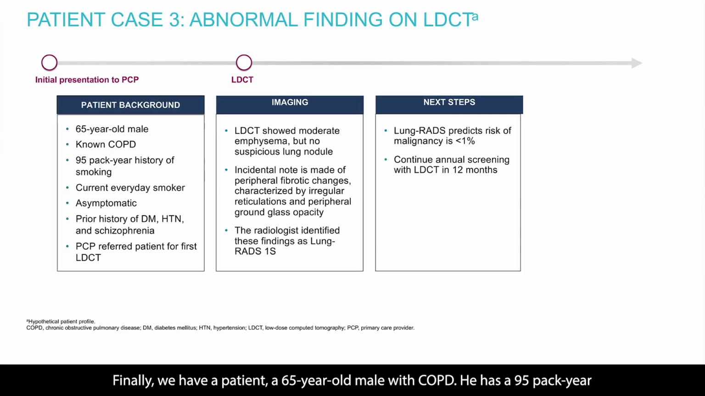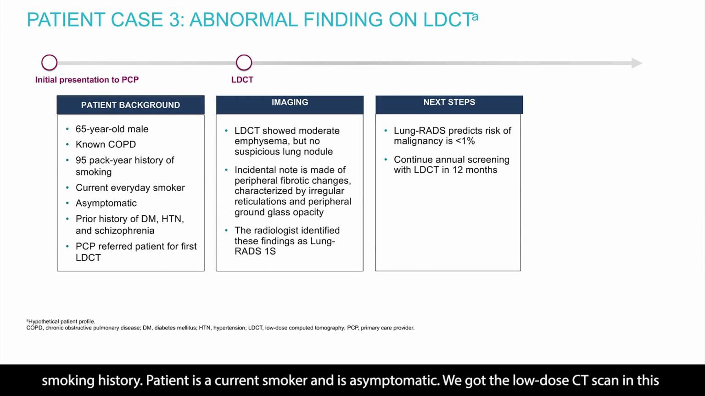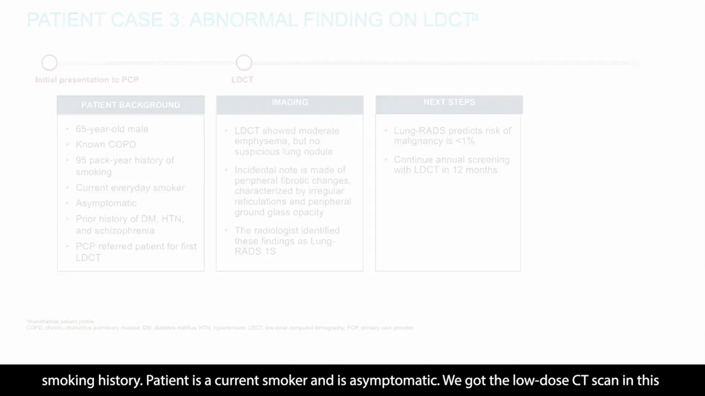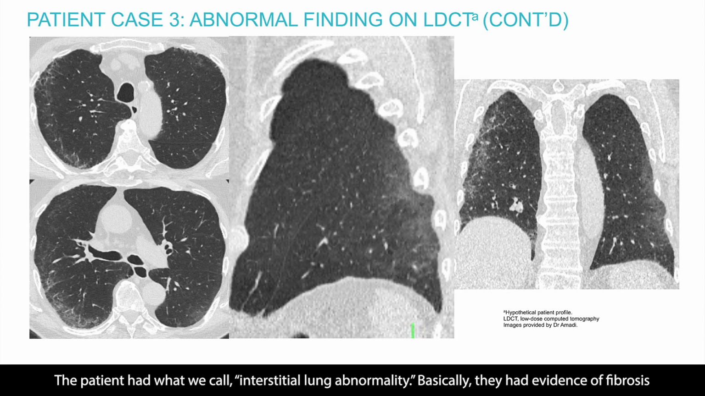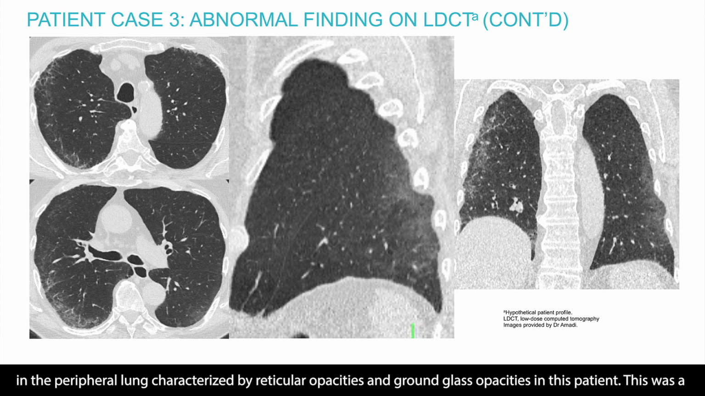Finally, we have a patient, a 65-year-old male with COPD. He has a 95-pack year smoking history. Patient is a current smoker and is asymptomatic. We got the low-dose CT scan in this patient, and the low-dose CT scan revealed no nodules. However, the patient did have a finding. The patient had what we call interstitial lung abnormality. Basically, they had evidence of fibrosis in the peripheral lung, characterized by reticulations and ground-glass opacities in this patient.